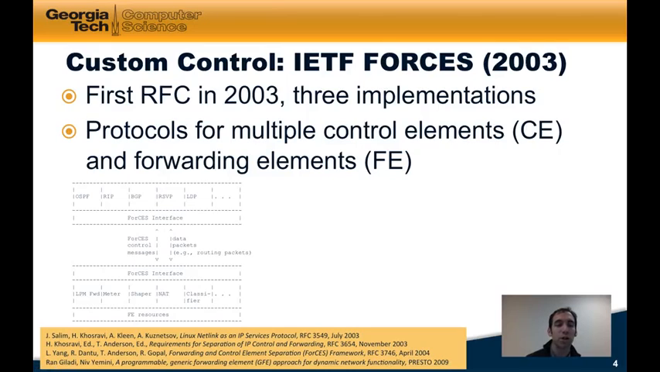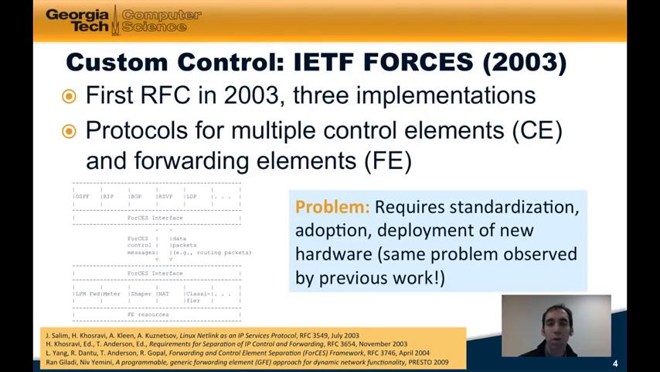So the idea was that these switches or forwarding elements could be controlled over a standard control channel called the Forces interface. And there might be multiple such controllers controlling the forwarding behavior of these forwarding elements. So this was all well and good, and in some ways it looks a lot like the OpenFlow standard that we know today. But the problem with this particular approach was that it required standardization, adoption by vendors, and deployment of new hardware. And these particular hurdles were the same hurdles that were the motivation for some of the earlier work, such as the active networks projects that we looked at.